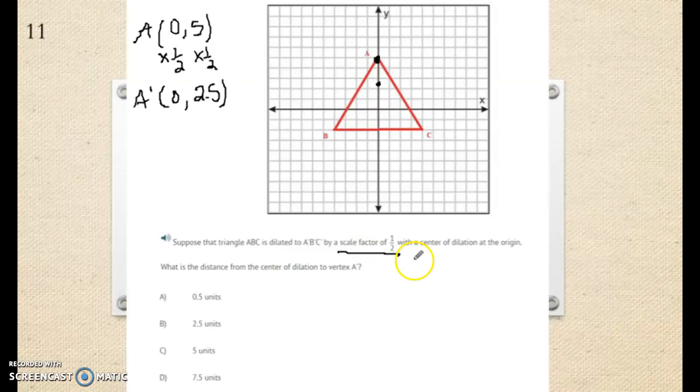But we don't have to finish it because the question says, what is the distance from the center of dilation to vertex A prime? Now remember, the center of dilation was at the origin, so here at 0, 0. And if I want to know the distance from that to A prime, that is going to be 2.5 units.